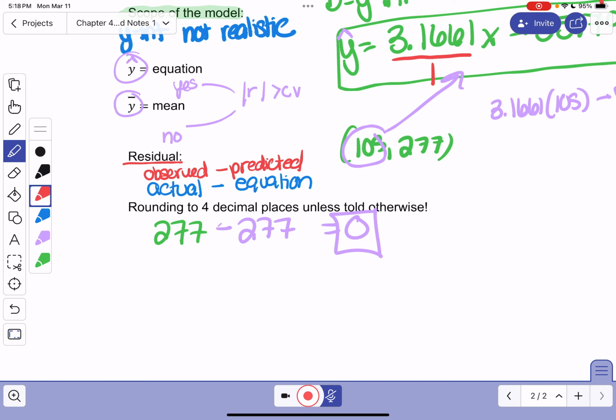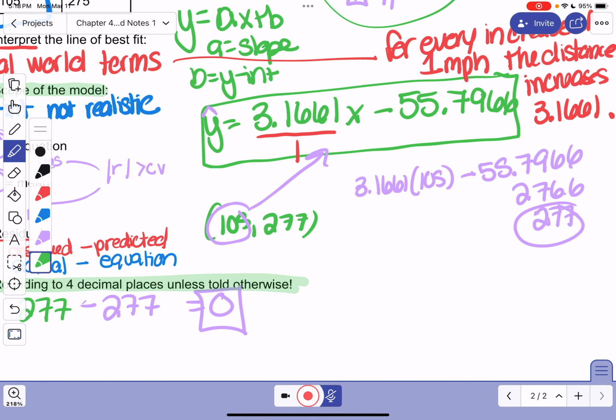The last thing to point out in this chapter is in statistics, always round to 4 decimal places unless you're told otherwise. So anytime you're rounding, unless something different, go to 4 numbers after the decimal. That is 4.2. Let me know if you have any questions.